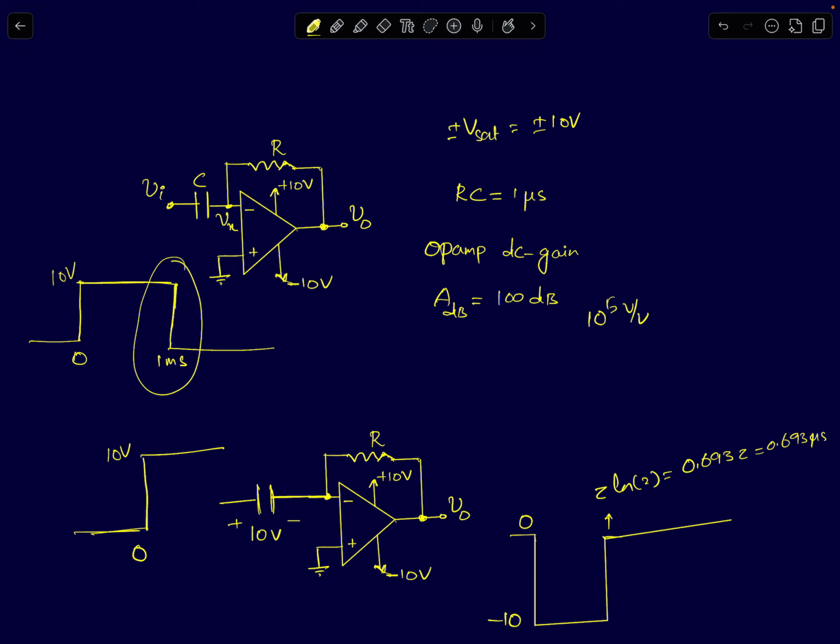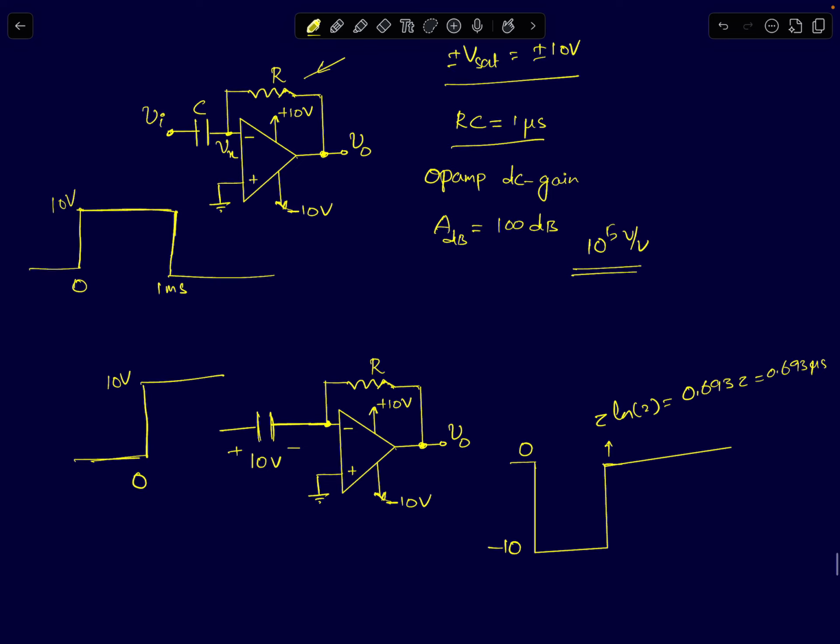So first, again, just to quickly refresh your memory, the op-amp is assumed to have saturation voltages of plus minus 10. The RC time constant of the differentiator is 1 microsecond, and the DC gain is assumed to be 10 power 5. For our analysis, we will treat it almost like infinity.